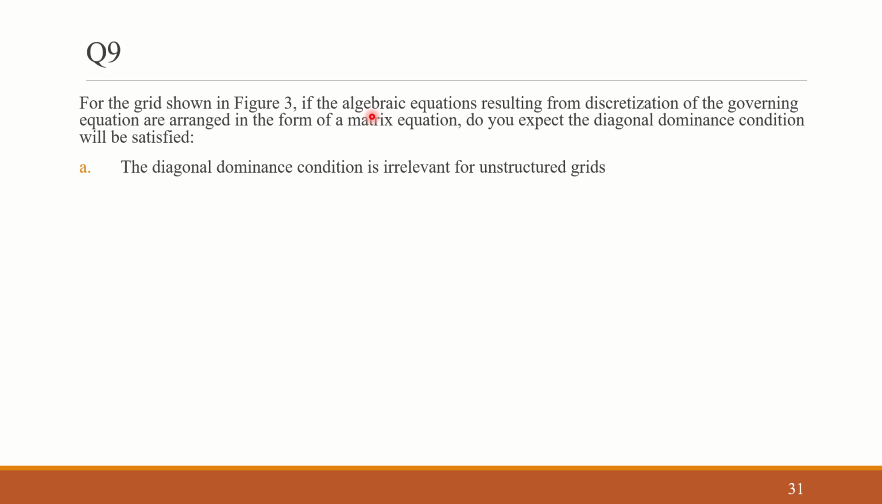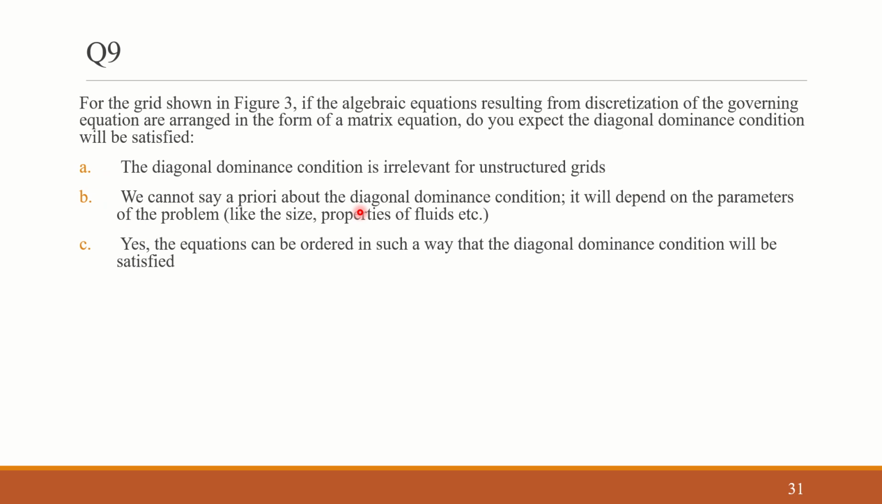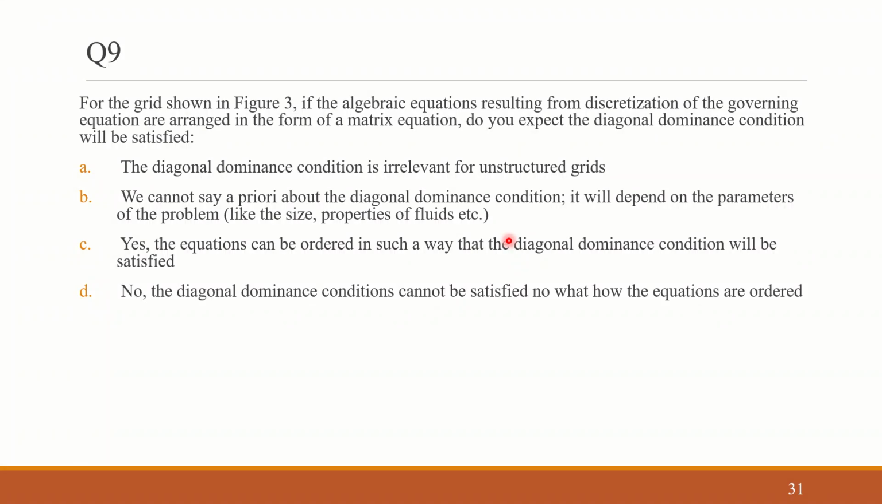Option A, diagonal dominant condition is irrelevant for unstructured grids. Option B, we cannot say a priori about the diagonal dominance condition. It will depend on parameters of the problem like size, properties of fluid, etc. Option C, yes, the equations can be ordered in such a way that the diagonal dominance condition will be satisfied. Option D, no, the diagonal dominance condition cannot be satisfied no matter how the equations are ordered. So to put it simply, the question is about arrangement of the equations.